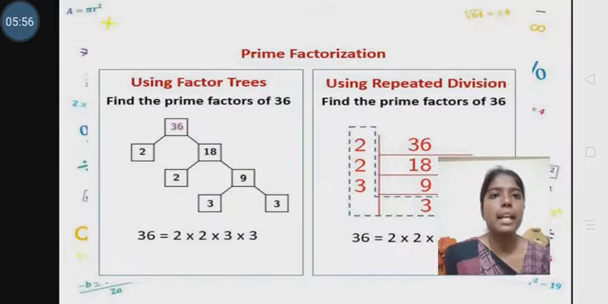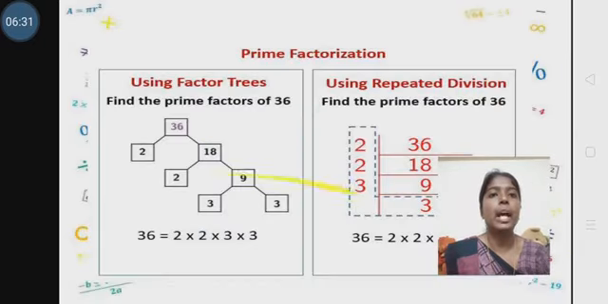Now let us see an example for the factor tree method. Find the prime factors of 36. 36 is 2 into 18. 18 is 2 into 9. 9 is 3 into 3. So 36 is equal to 2 into 2 into 3 into 3, which are known as the prime factors of the number 36.